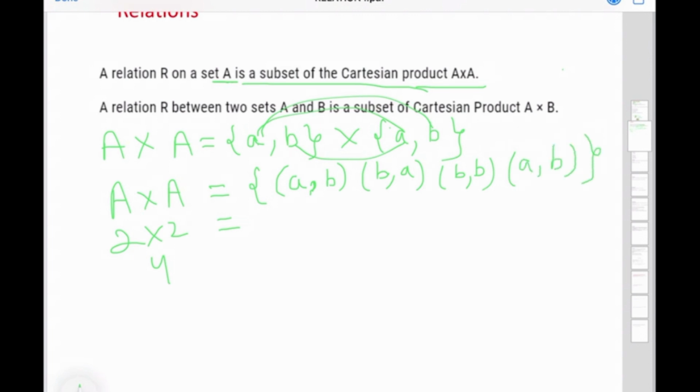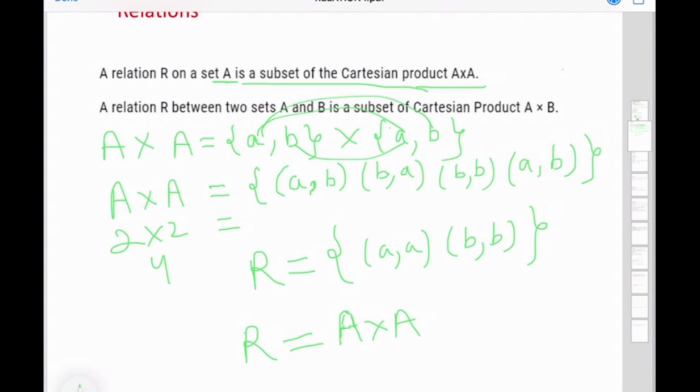Now in A cross A you will get these elements, and this relation R will be a subset of A cross A. Suppose I am taking a relation R where I am taking only (a, a) and (b, b). So this is a relation. Generally it is a subset of the Cartesian product A cross A, or sometimes it can be the same, equal to A cross A. At that time it is known as the universal relation, when your R is the same as A cross A.